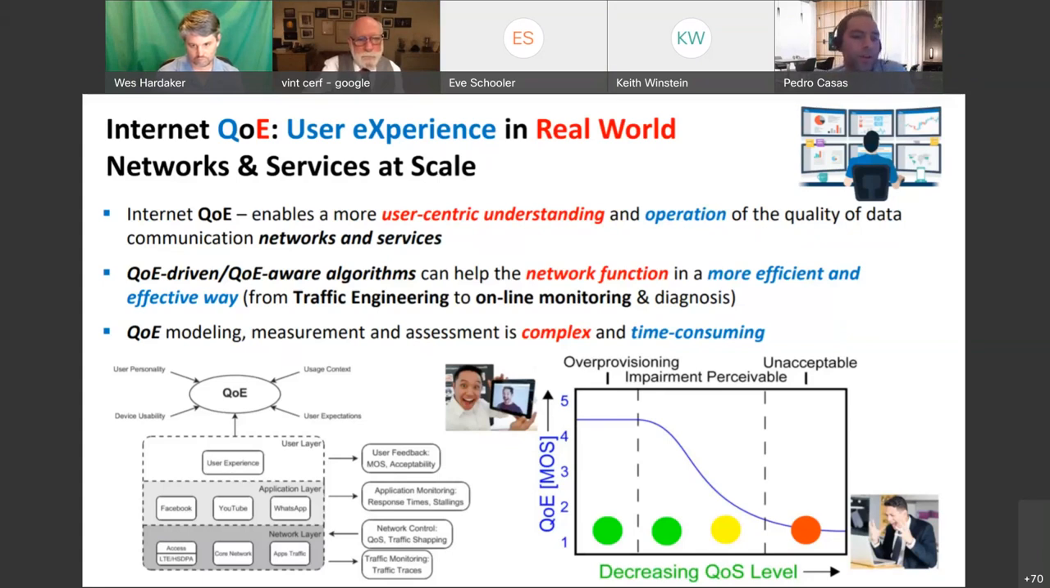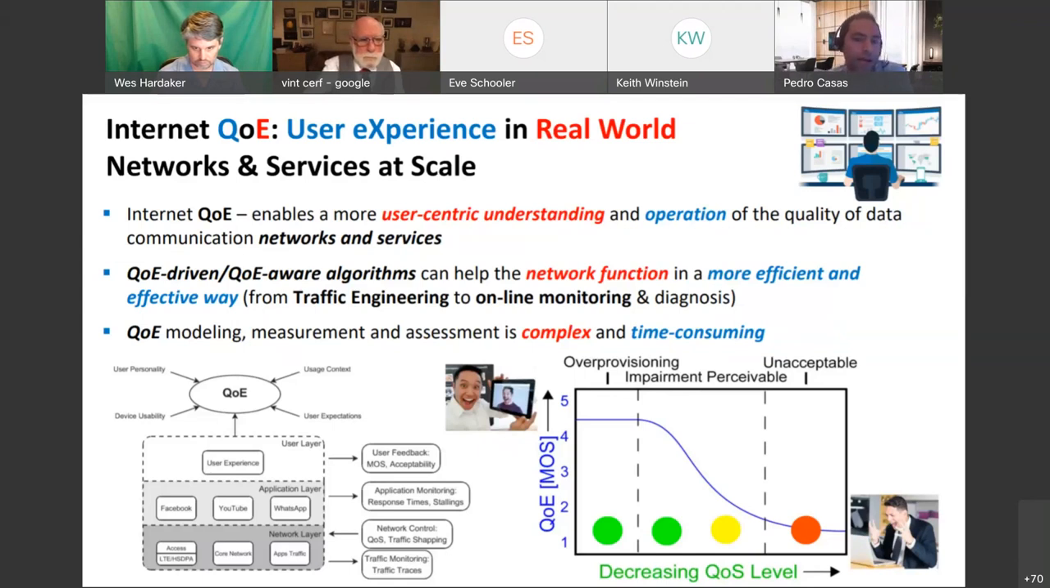So actually QoE-driven or QoE-aware algorithms can help in better optimizing the network, operating the network in a more efficient way. Thinking from traffic engineering, so more offline conception of networks, but also to more online monitoring. Just think about diagnosis of problems or detection of anomalies, understanding when there is a problem, you want to prioritize things that are really impacting the end customers or the end users. But QoE modeling, measurement and assessment is super complex and time consuming.